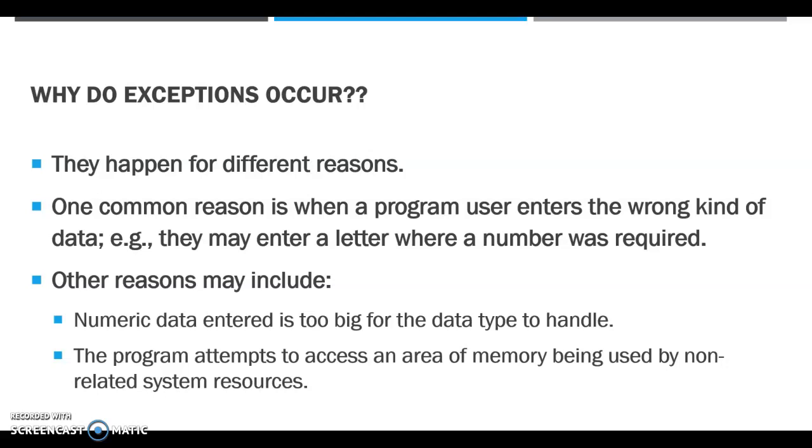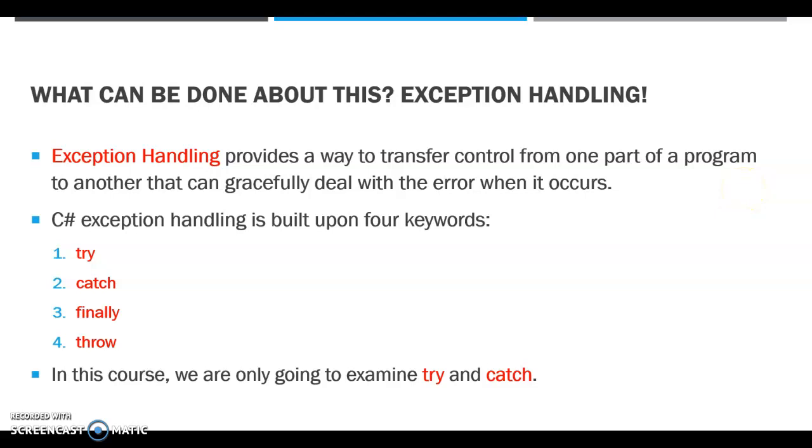Another reason, which we're going to see in our next units, is that the program may attempt to access memory that is being used by some other program or your operating system, some non-related system resource. That can cause an exception as well. So, as we said, we can deal with this by using exception handling, a way to transfer control from the part of the program that's experiencing the error to another part of the program that can gracefully deal with the error when it occurs.